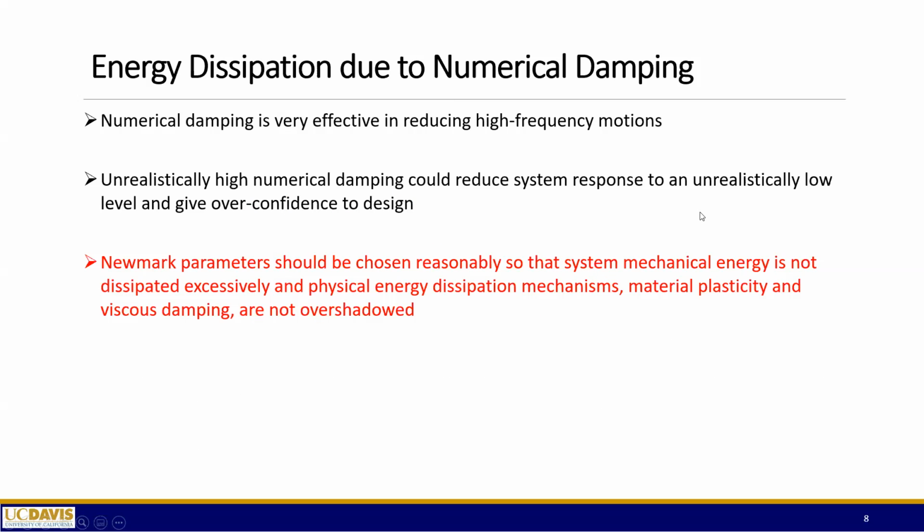So just a couple more points on the numerical damping and the numerical energy dissipation. So we know that numerical damping is very effective in reducing high frequency motions. This is usually desirable in a finite element simulation because when we have finite element discretization, we will always introduce a very small amount of high frequency motions into the system, and using numerical damping, that unrealistically high frequency motion can be damped out.